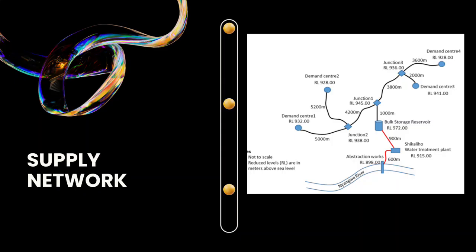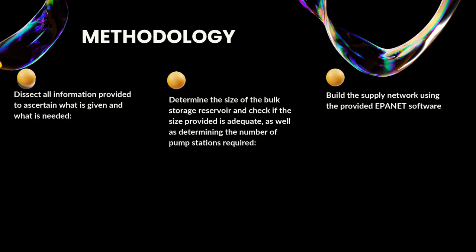On the next slide, we have our supply network. The layout was given to us by the project brief, as well as the related elevations. Our datum is 898, and that is equal to 0. Thereafter, we calculated the different elevations for each node, and obviously the demand centers and junction points and any point of interest.